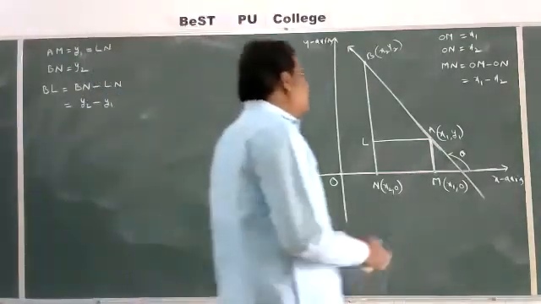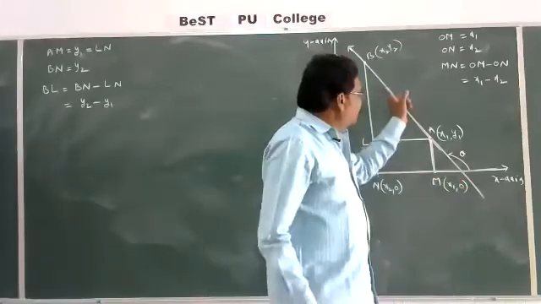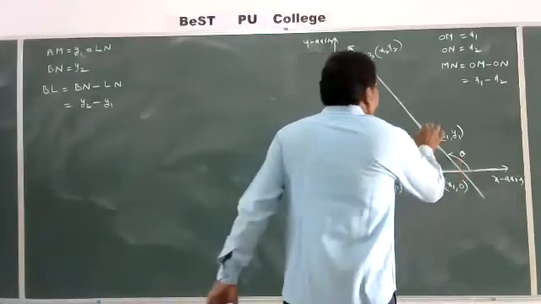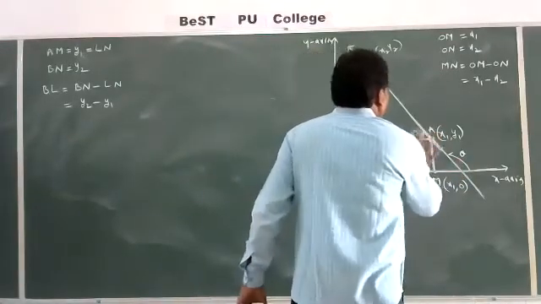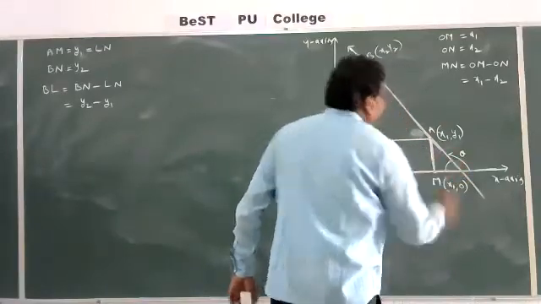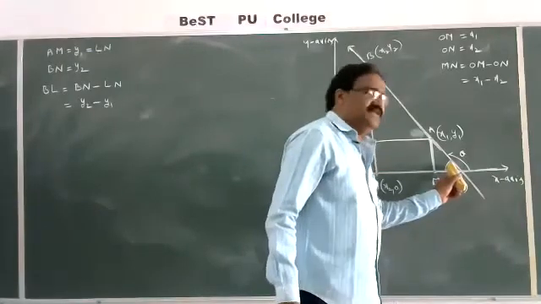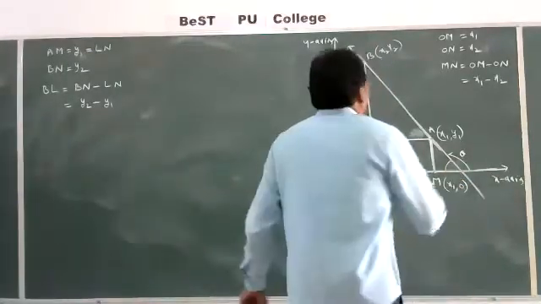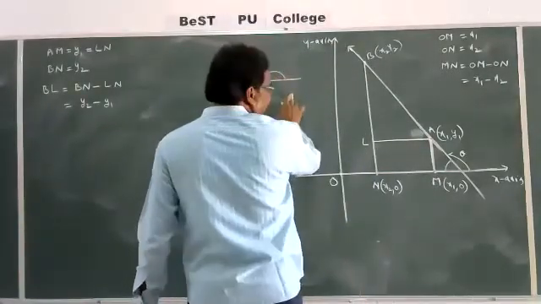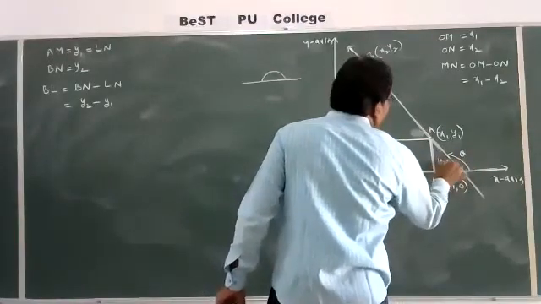So here is the same concept. This and this are parallel lines, and this is the transversal. Here also the same angle. But what is the angle of this? Yes, 180 minus theta. Why? On a straight line, the angle is 180 degrees. This is theta, and this is 180 minus theta.